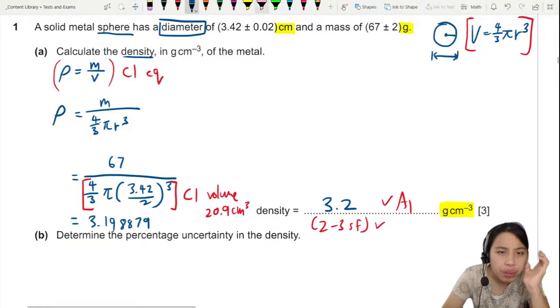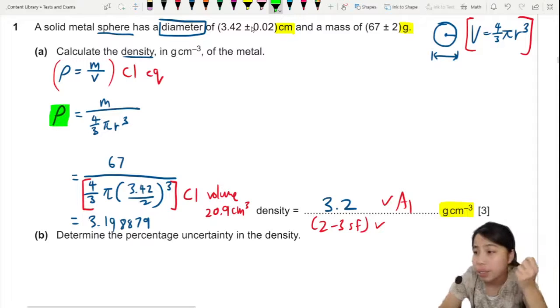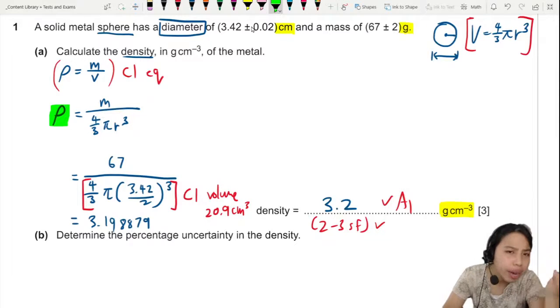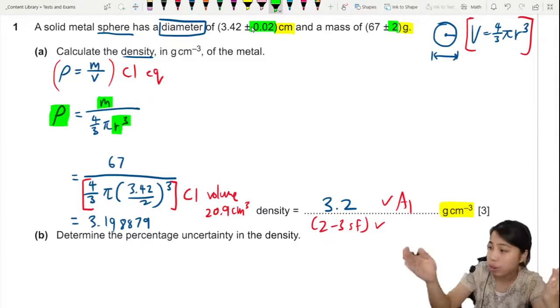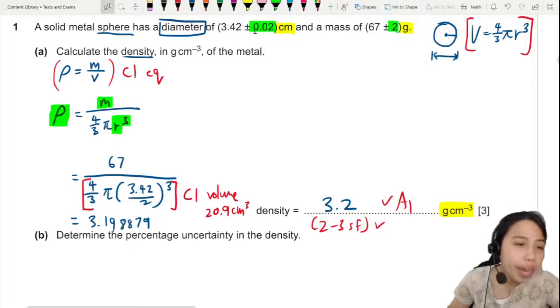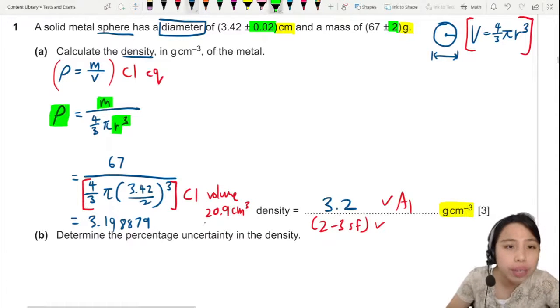Let's see. I want to find the uncertainty in rho, highlighted in green. Where does my uncertainty come from? I have some in diameter and some in mass. So mass is going to contribute some uncertainty inside there. Radius related to diameter, okay, some uncertainty inside there. But be careful, there's a cube here. Radius times radius times radius, 3 radius. Okay, so let's go and write out the equation first.